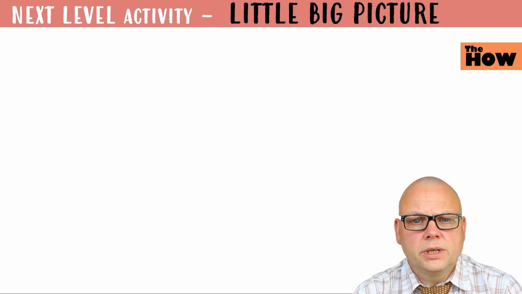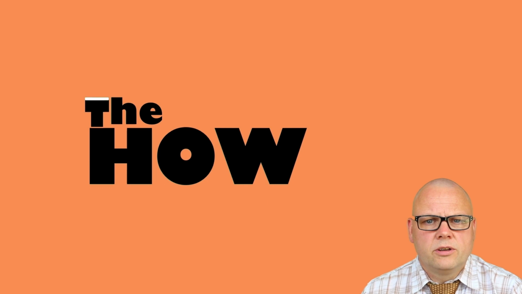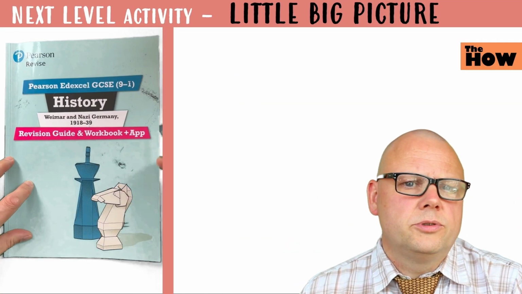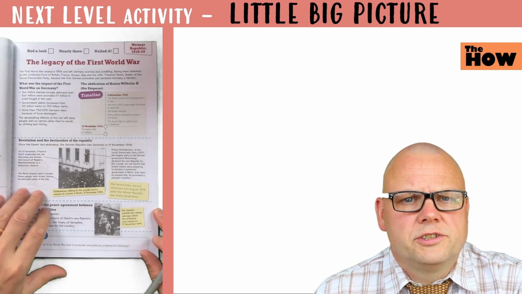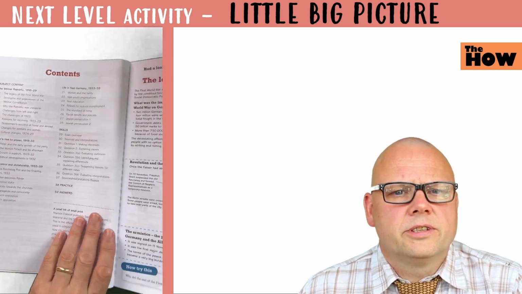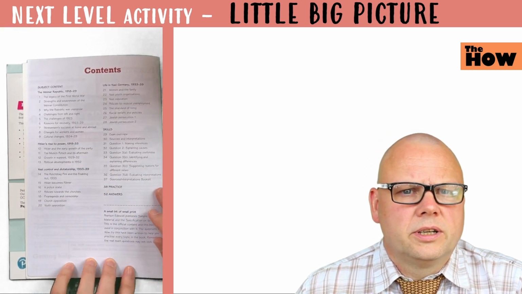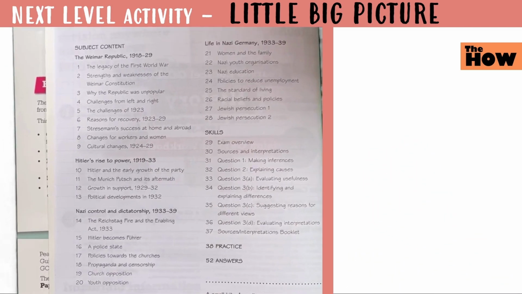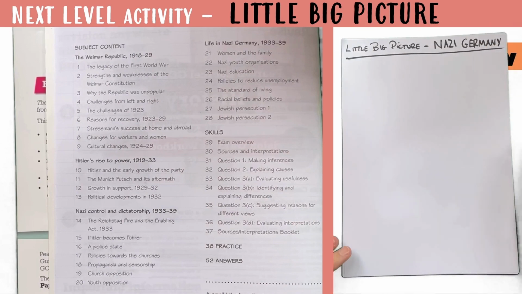So I'd like to show you an example of how to make a little big picture. The example I'm going to show you is me using a history topic. I borrowed a book and I was going to learn about Nazi Germany. So I've gone straight to the contents page. I'm going to look at the headings and make some notes just to get an idea of the whole topic. So the next thing to do is get my notes. I'm going to do a little big picture of Nazi Germany.